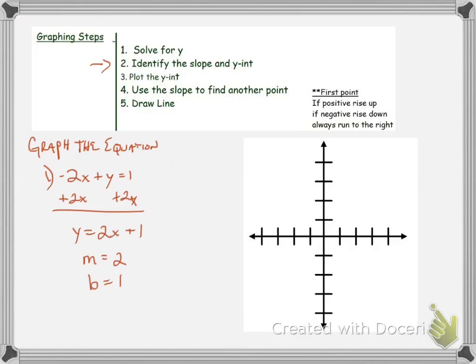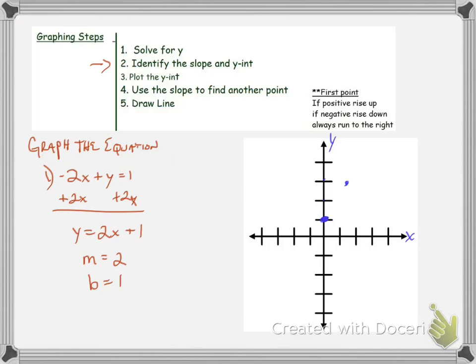So now I'm going to plot my y-intercept, which is 1. And that's going to go right there. My y-intercept is on the y-axis at 1. Use the slope from that point to find another point. So I'm going to start there, rise 1, 2, run 1.